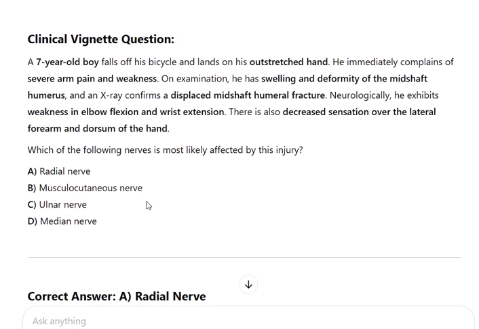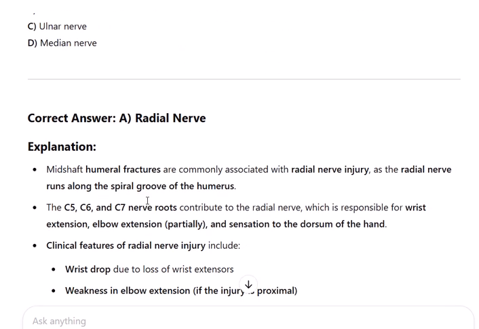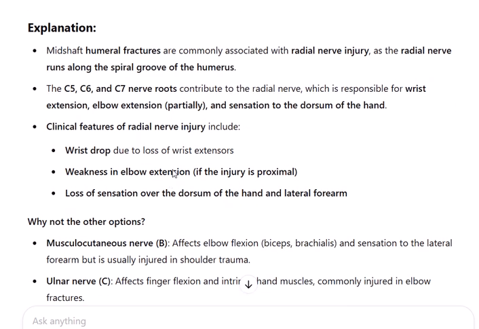Explanation. Midshaft humeral fractures are commonly associated with radial nerve injury, as the radial nerve runs along the spiral groove of the humerus. The C5, C6, and C7 nerve roots contribute to the radial nerve, which is responsible for wrist extension, elbow extension partially, and sensation to the dorsum of the hand.